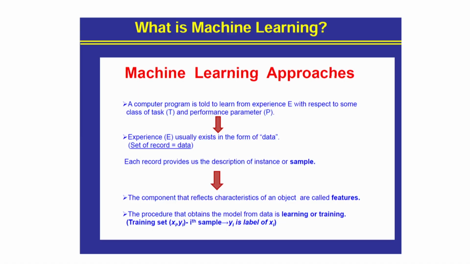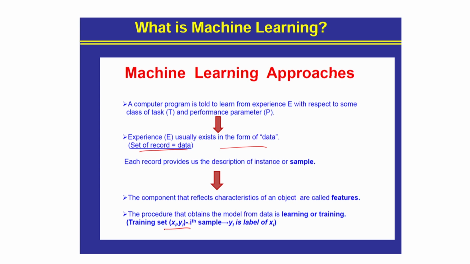I was talking about skating on the ice, okay. Your performance parameter depends upon how fast you can move on the floor without falling, without having accidents with your fellow workers. That is the performance parameter. And experience comes in the form of data, remember this. Data is nothing but a set of records, and each record tells you a sample. Therefore, an important aspect is that we have to obtain a lot of data to train or to learn.